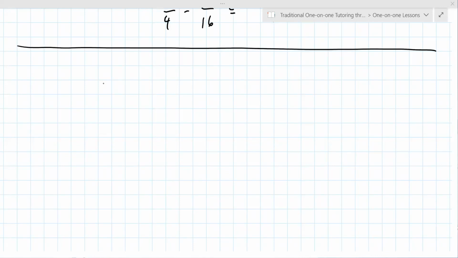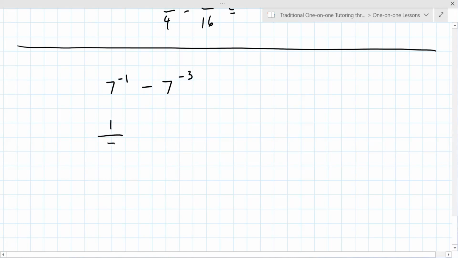What is 7 to the -1 power minus 7 to the -3 power? Okay, so 7 to the -1 power. That's just -7, right? No, it's 1/7. Whenever you have a negative exponent, it turns this into a fraction. Isn't that the same thing as -7 though?